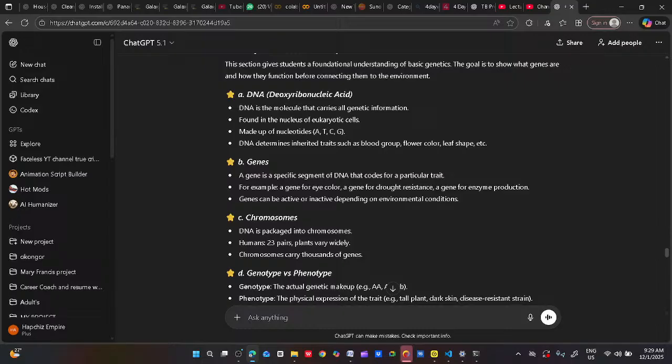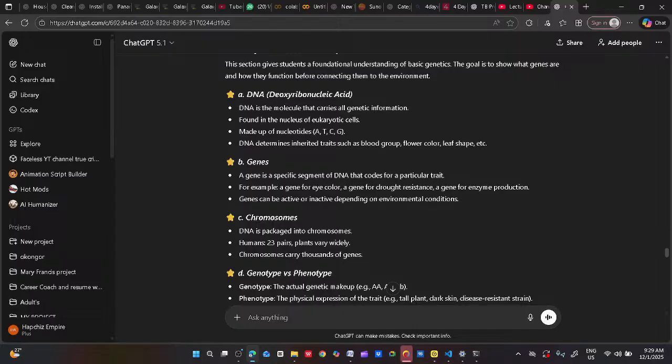What is the base that I've just said that we are looking for that is in the other strand now? CTA. That is telling you that the other strand is going to be GAC. CTA. The second strand is going to be what? GAC. So DNA determines inherited traits such as blood group, color of flower, leaf shape.